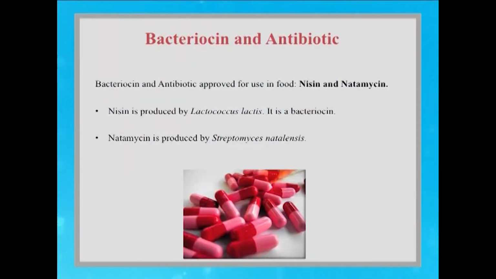Two important antimicrobials that are normally used for preservation are nisin and natamycin. Nisin is produced by Lactococcus lactis and is a bacteriocin which inhibits the growth of other species of Lactococcus in the food item, and natamycin is produced from Streptomyces natalensis and inhibits the growth of other microorganisms that may spoil the food.